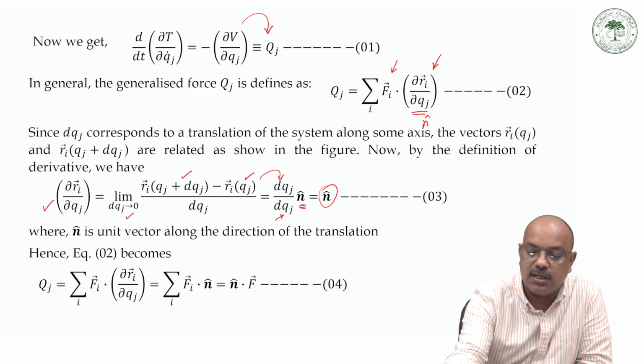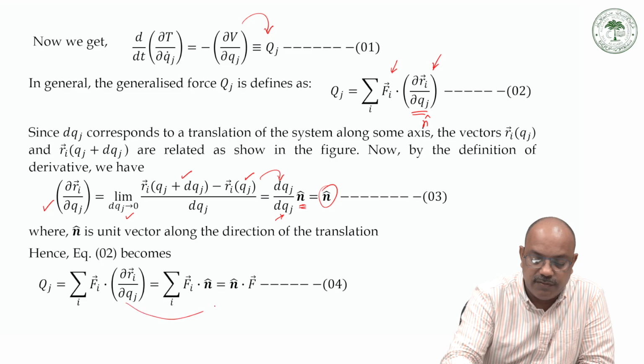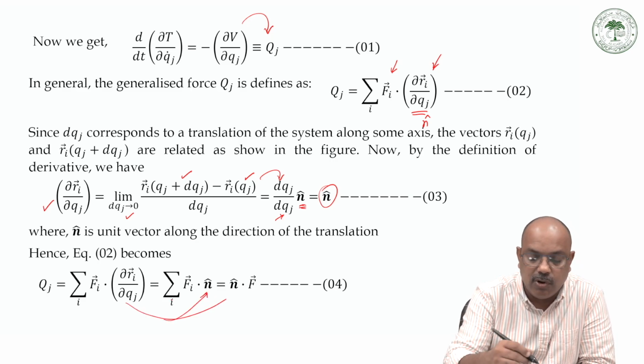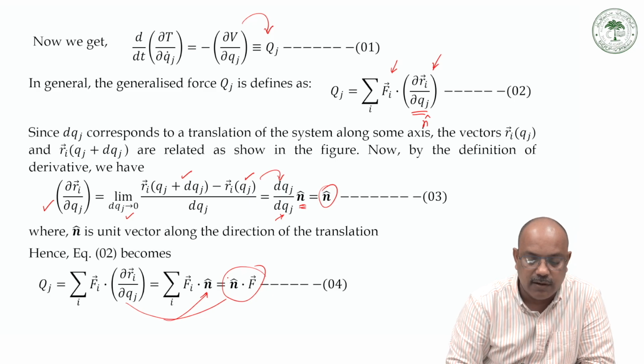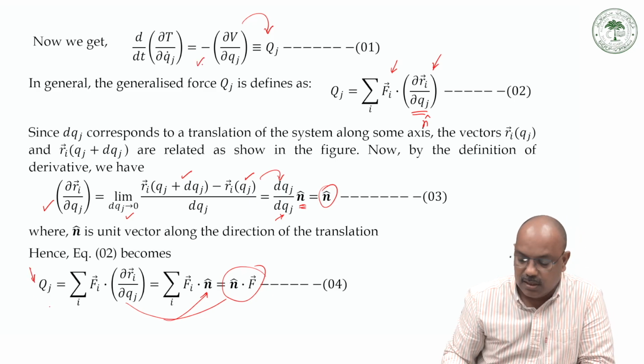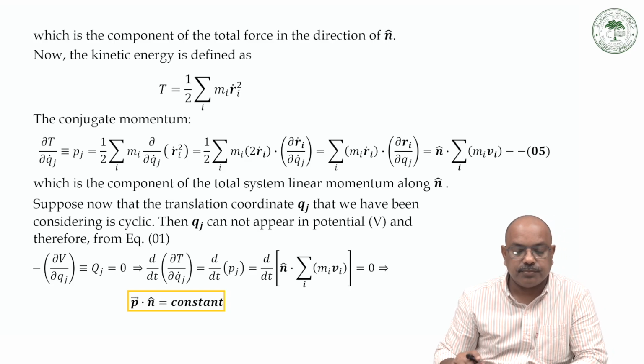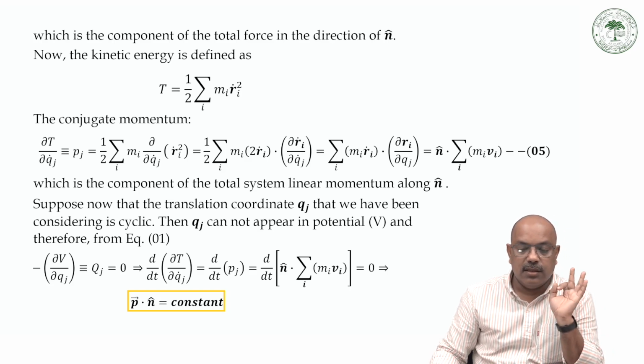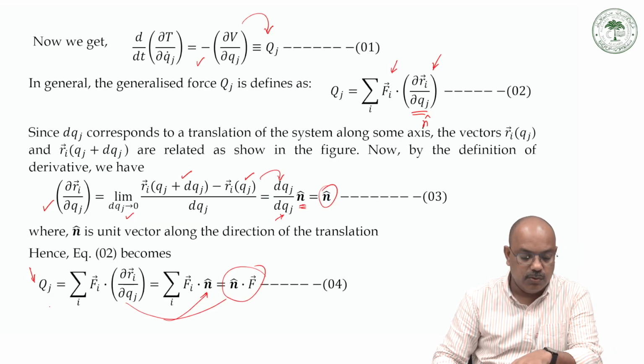So I can put in the generalized force in place of this, as this is going to be n dot. If you sum over all the forces, it is going to be n dot F. So then I put this Q here, because remember that Q is n dot F.